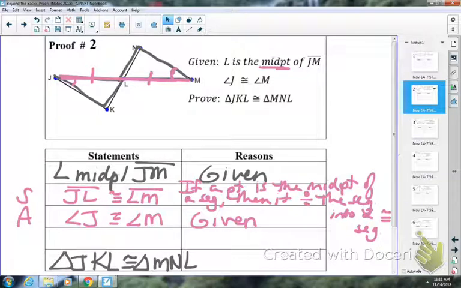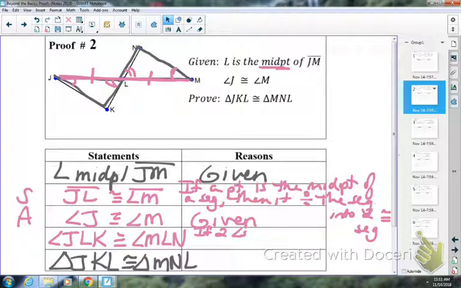So I've used up all my given information, but I still don't have enough. I only have two pairs of congruent parts. So again, you have to stop and think, is there anything else I can add to the picture? In this case, yes, you have vertical angles here in the middle. You got that bow tie picture. So we could state that angle JLK is congruent to angle MLN. And my reason, remember, those are vertical angles, so we would say something like this.